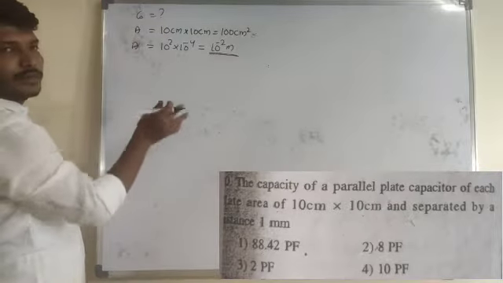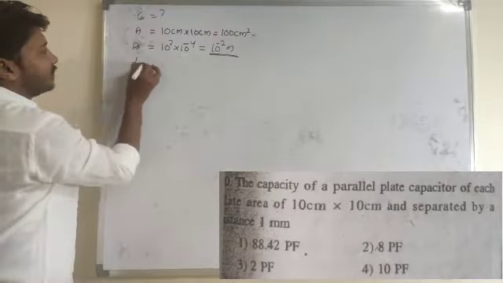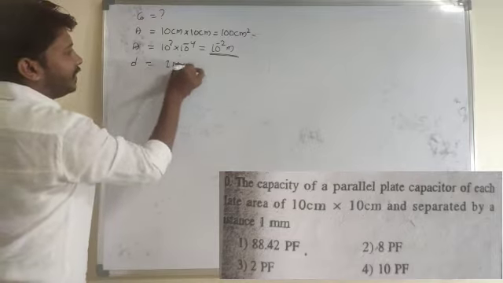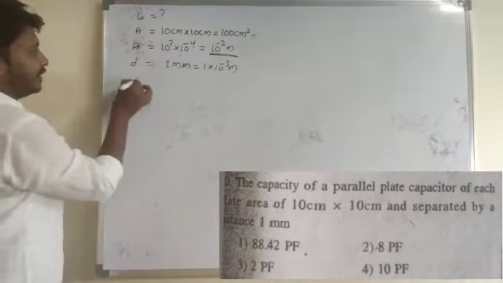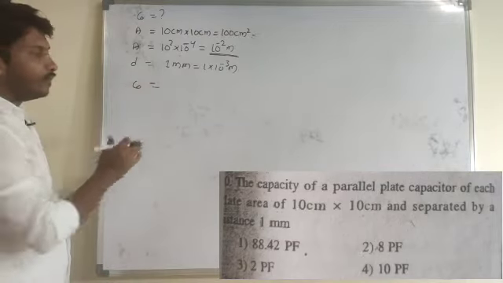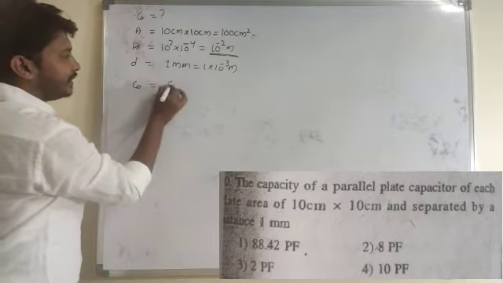What's the answer here? 10 to the power of minus 2. The distance value is 1 millimeter, so that is 1 into 10 to the power of minus 3 meter. What is the connecting formula for the capacitance of a parallel plate capacitor?